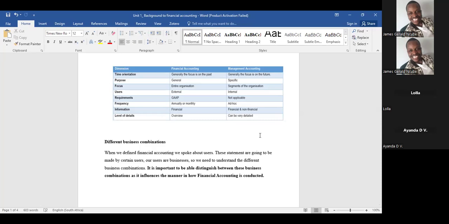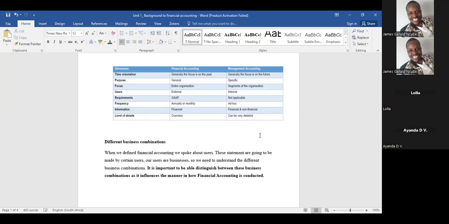But in short, what I wanted you to take note of is that there are so many people in a company that can make use of financial statements. So, for example, like Lola was saying, the shareholders in an organization make use of the financial statements. Why do they need the financial statements? They need to know whether the organization is making a profit or a loss, right? The employees of an organization can make use of financial information. Why do they need that? They need to know whether their salary is going to be paid at the end of the month or not, right?